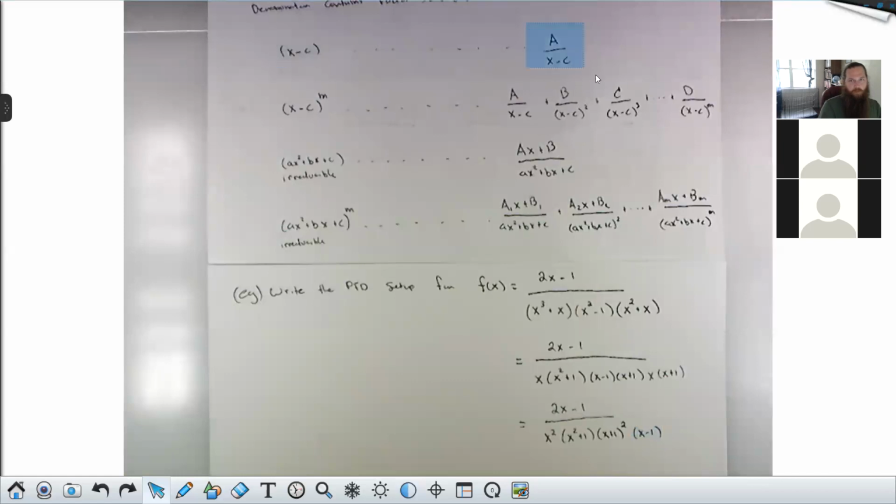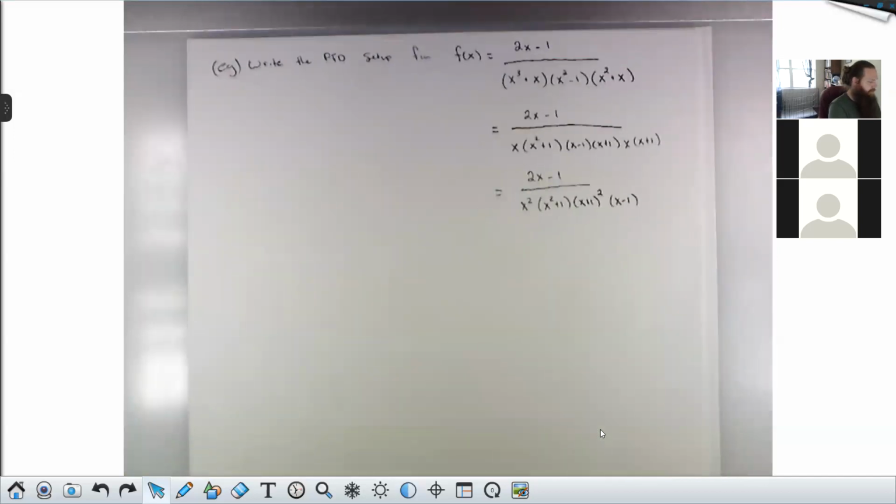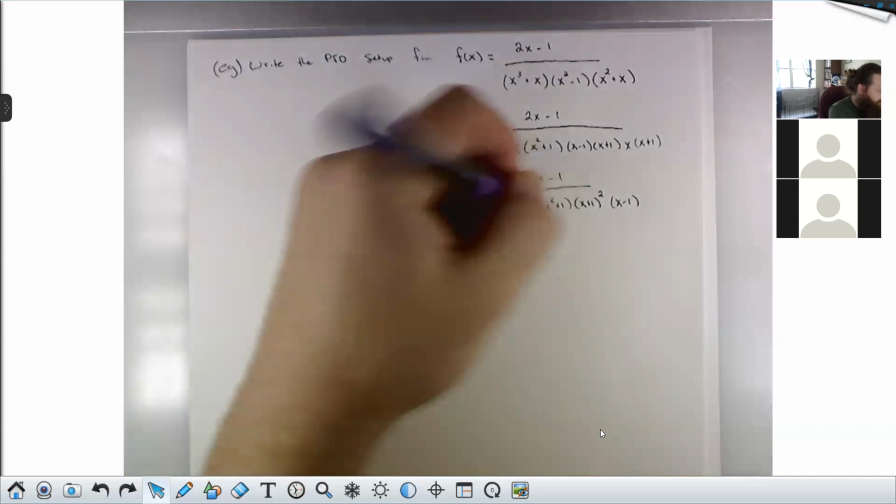So x minus 1 is a simple linear factor. So he's going to contribute one term to the PFD setup. Both x squared and x plus 1 squared are repeated linear factors. Since the multiplicity of each of those guys is 2, they're each going to contribute 2 terms to the setup. And then x squared plus 1 is an irreducible quadratic factor. This is irreducible.